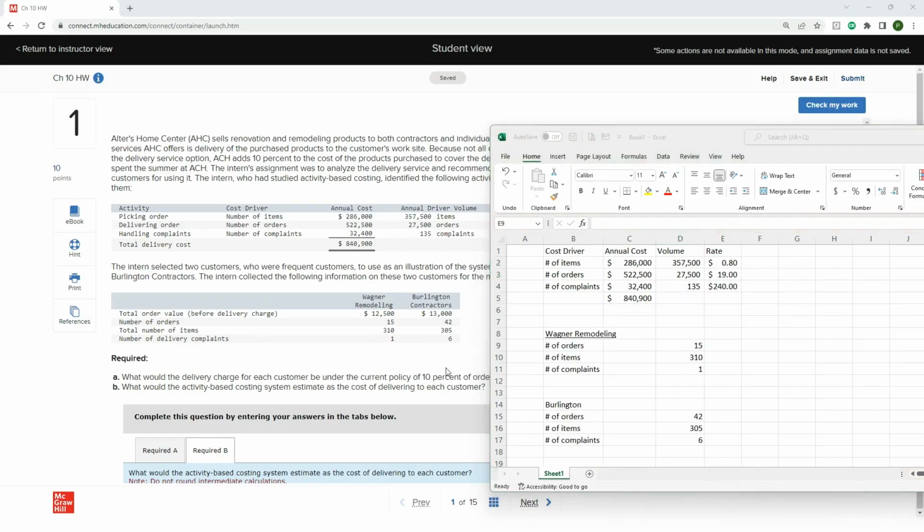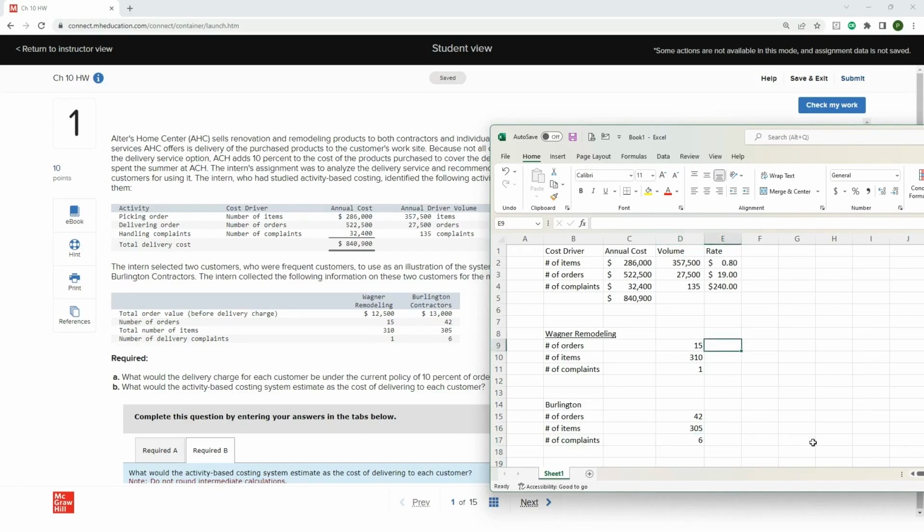So here I took the information from the fact pattern. The fact pattern says that Wagner Remodeling has 15 orders. They ordered a total of 310 items, and they made 1 complaint. Burlington had 42 orders, so they ordered a lot more. The number of items was only 305, so they ordered about the same as Wagner, but they made a lot more small orders rather than big orders. And then they had 6 complaints instead of just 1.